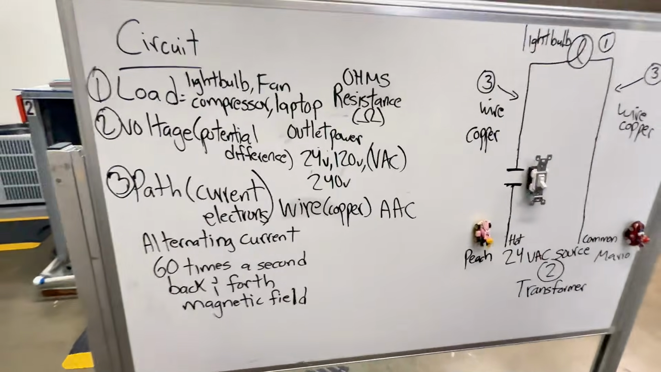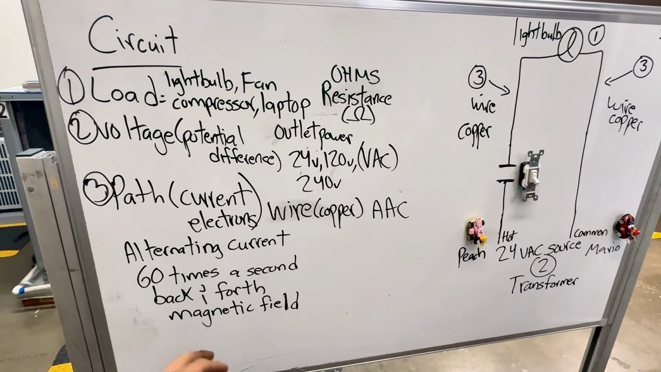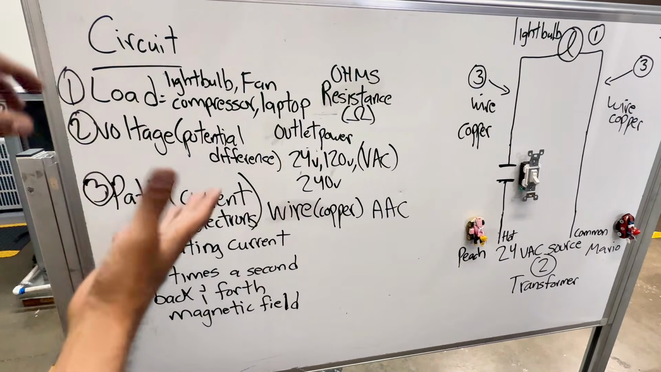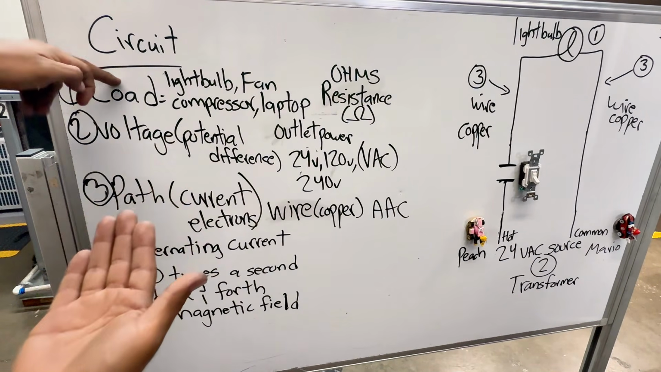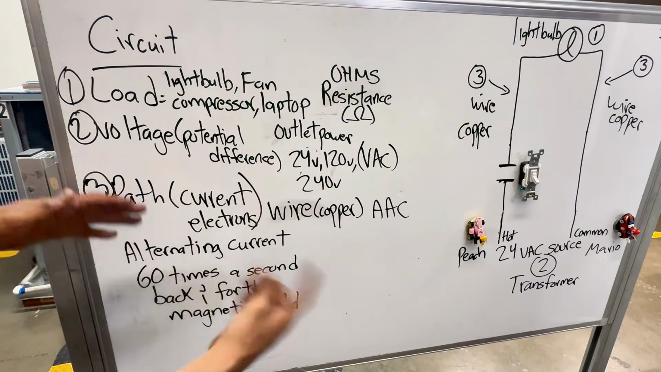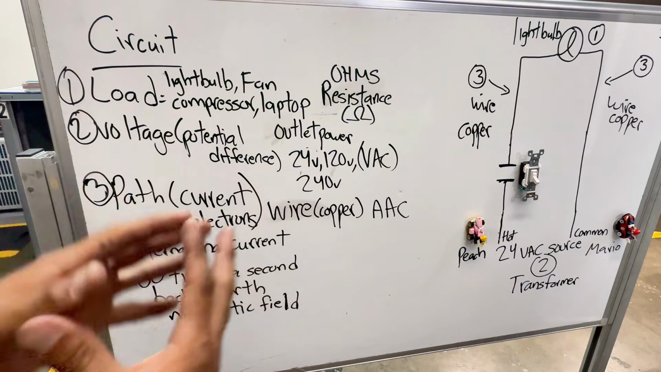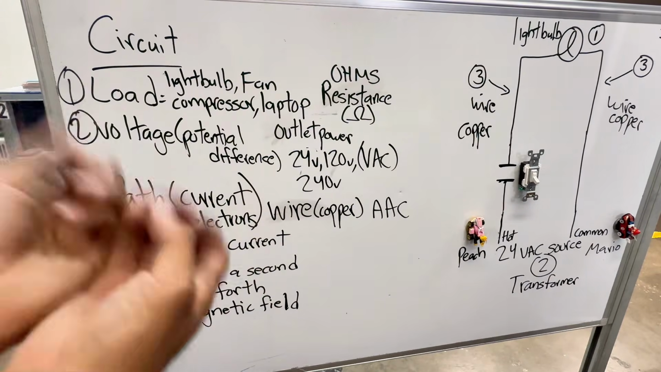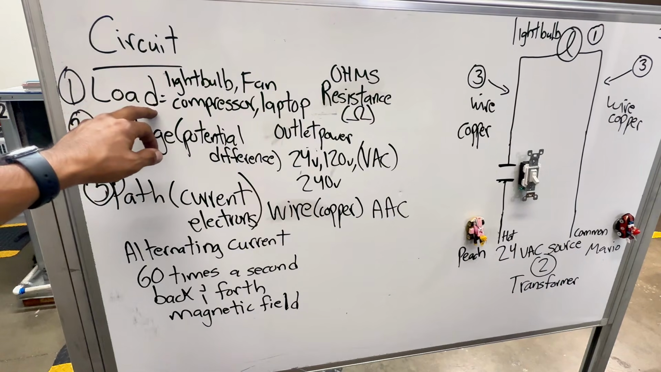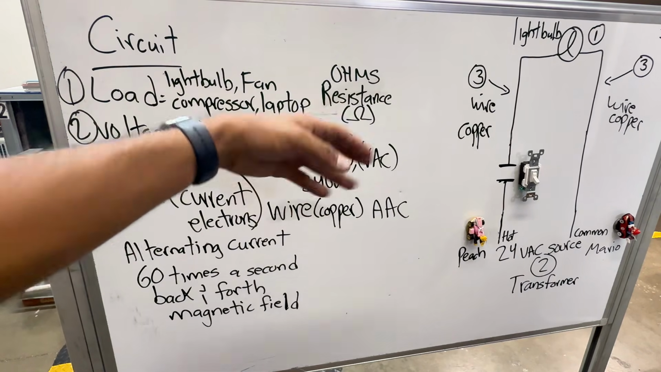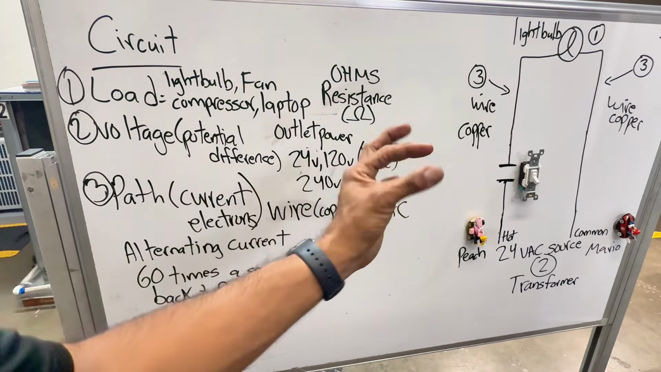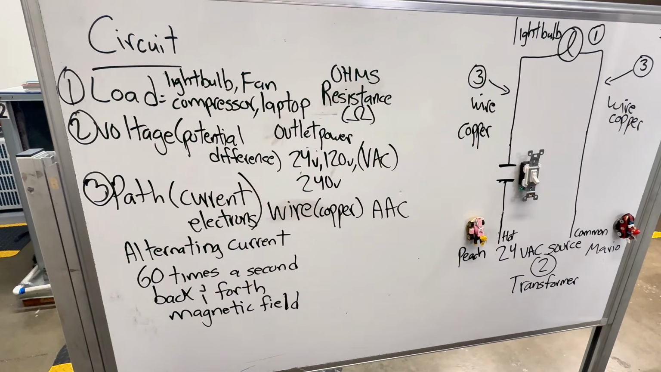So that going back and forth 60 times creates a magnetic field, and that magnetic field is what turns things on. So really, the reason why we need a load and a voltage, and of course a path for the current to travel, is so that we can have that current going back and forth, and it creates this magnetic field that makes things turn on and work. Okay, so in the case of the load, you're going to check resistance, and in most cases voltage. You check VAC on your meter, and in a path for your current, you're going to get your clamp and check all amps alternating current.